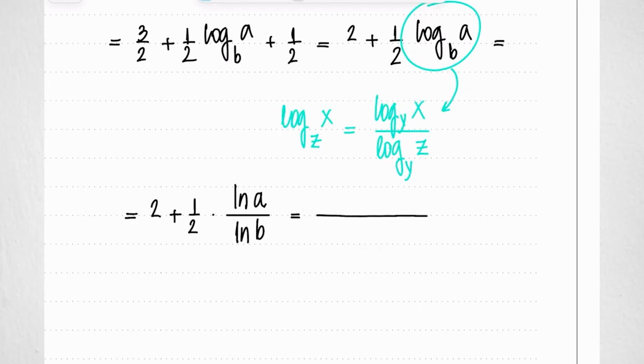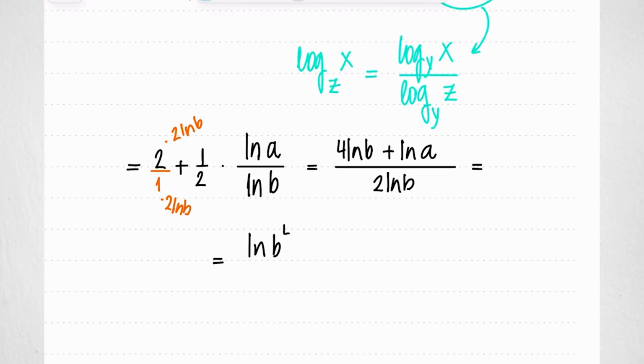Now we write a common denominator, which is 2 ln of b. So we get 4 ln of b plus ln of a. Remember that you're taking this 2 over 1 and multiplying it, the numerator and denominator, by 2 ln of b. So that's why we get the 4 ln of b on top.